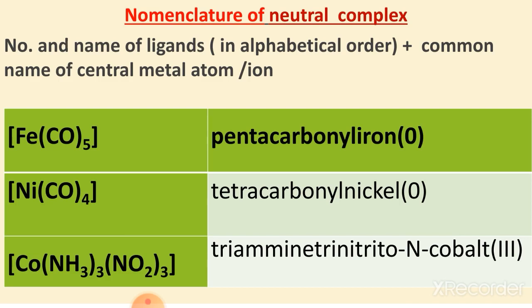Then again, Co(NH3)3(NO2)3. Now here two kinds of ligands are there, so we have to follow alphabetical order. Ammonia is named ammine, NO2 is named nitrito-N. So first of all you have to write the name ammine. Here 3 ammines are given, so write triammine. Then NO2 is also given 3 times, so we write tri for 3, and the name of NO2 is nitrito-N. Now the name of cobalt is written as such, cobalt, and III is the charge, that is the oxidation number of cobalt. So in this way you can write the nomenclature of neutral compounds.